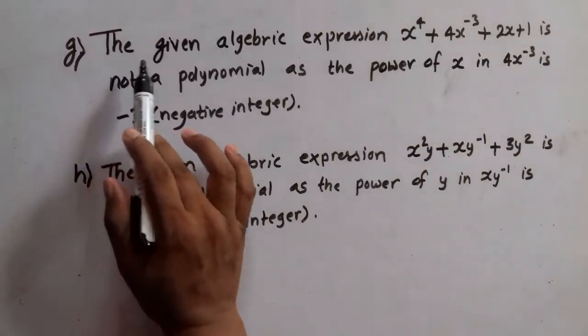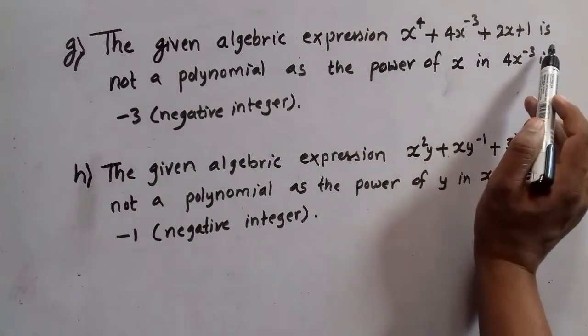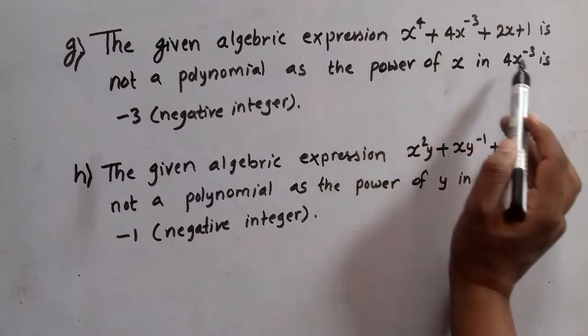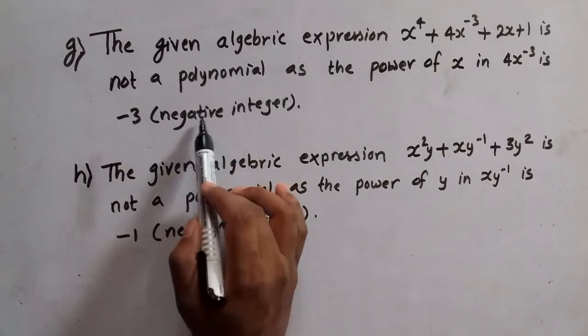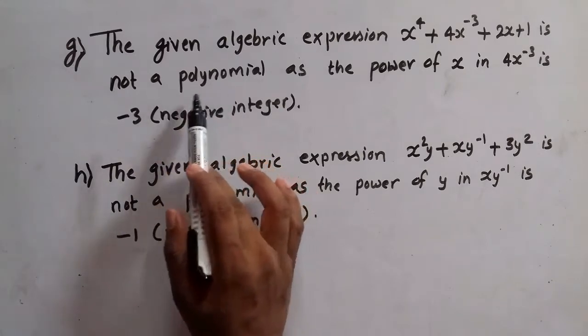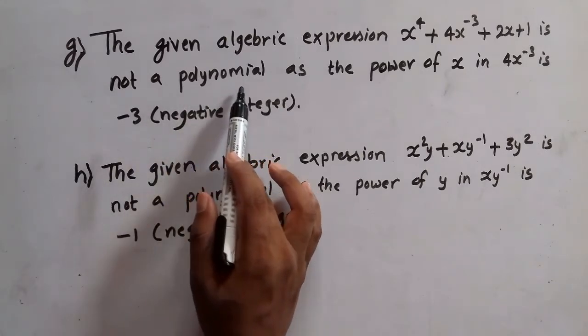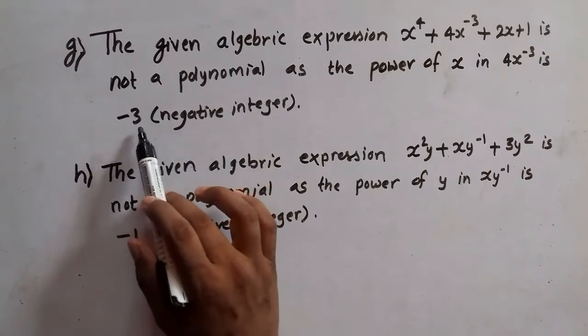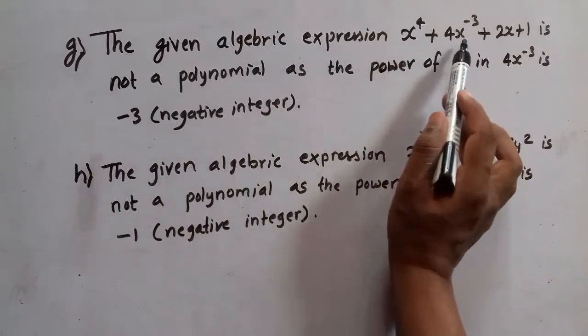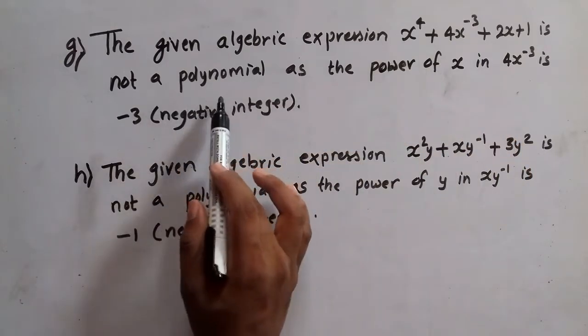In question G, the given algebraic expression is not a polynomial as the power of x in this term is minus 3, which is a negative integer. As we know, for becoming a polynomial there must be non-negative integers, but due to the presence of a negative integer this given algebraic expression is not a polynomial.